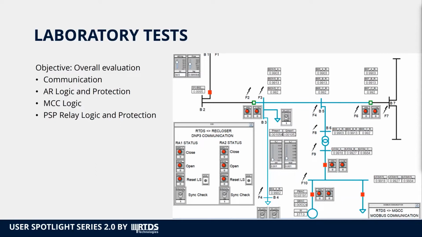The objective of the test was to verify the behavior of the microgrid's communication, control, and protection systems. For this, test routines were prepared with different types of events, such as lack of voltage and failures along the distribution system.